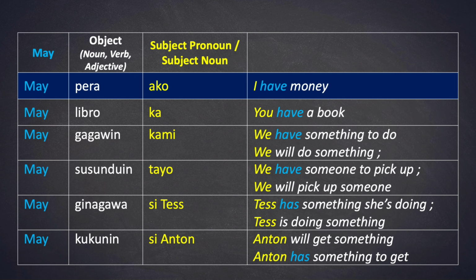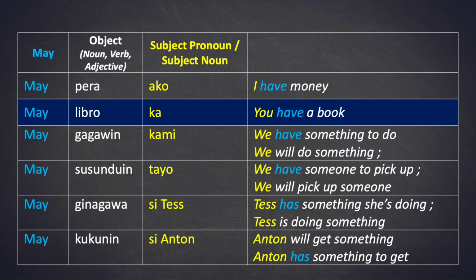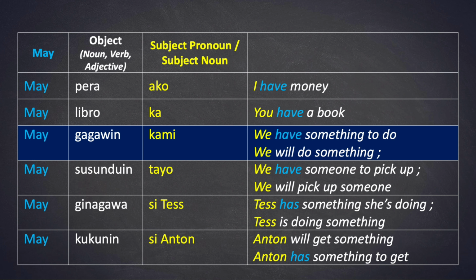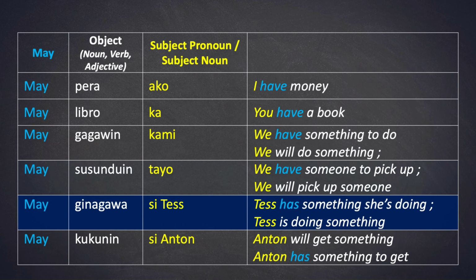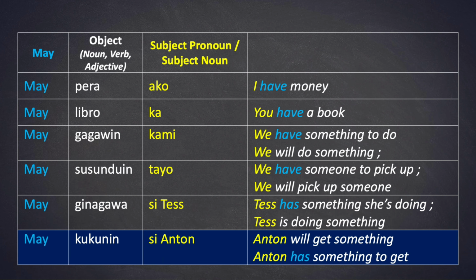May pera ako. I have money. May libro ka. You have a book. May gagawin kami. We have something to do or we will do something. May susunduin tayo. We have someone to pick up or we will pick up someone. May ginagawa si Tess. Tess has something she's doing or Tess is doing something. May kukunin si Anton. Anton has something to get or Anton will get something.